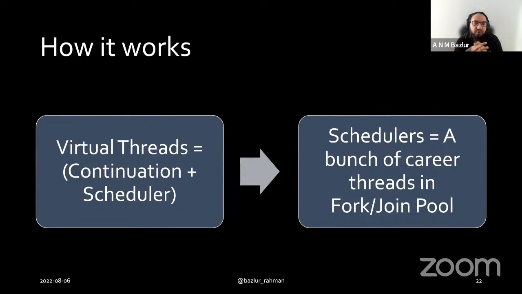There are two things we need to know internally: one is continuation, and the other is scheduler. So have you heard of fork join pool? Let me know in the comments if you know what fork join pool is. Otherwise, I'll give a one-minute rundown of it.